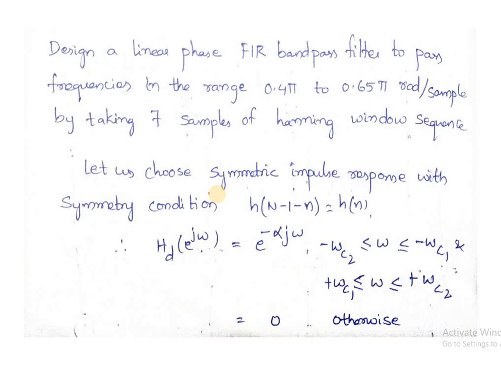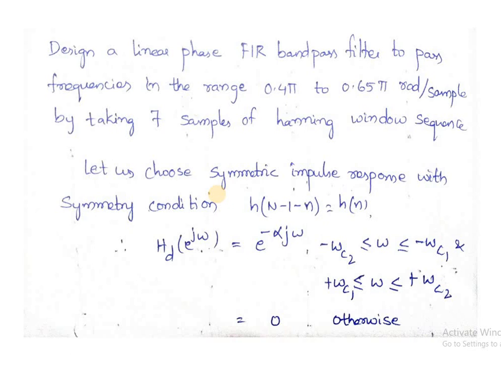If digital frequencies are not given, and if analog frequencies are given, then you need to convert them into digital frequencies based upon the formula. I think you know about that formula, where the formula is simply omega c is equal to 2 pi fc by fs, or else in this case omega c1 is 0.4 pi and omega c2 is equal to 0.65 pi. And it is also clearly given that we need to take 7 samples of Hanning windowing sequence.